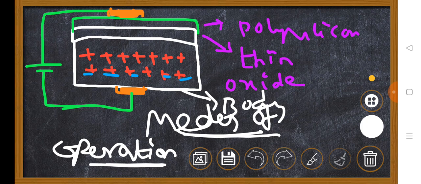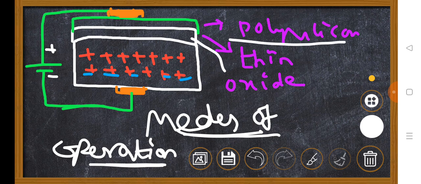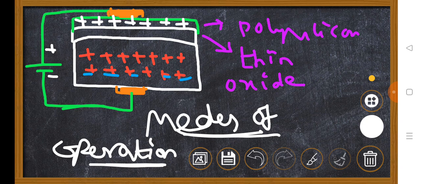Now coming back to the very important thing here. In the modes of operation of MOSFET, when a battery is connected between the gate terminal and the substrate, this is your polysilicon and this is your thin oxide. If you observe, when a battery is connected between gate and substrate, the positive charge carriers will come and accumulate here, and the negative charge carriers will come and accumulate here. Is it clear?